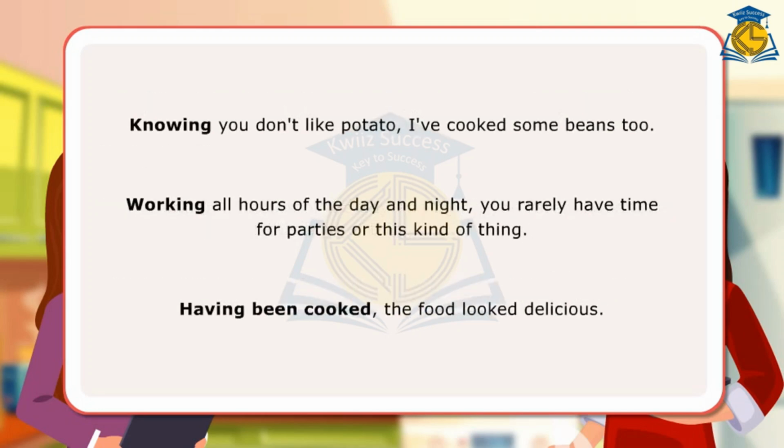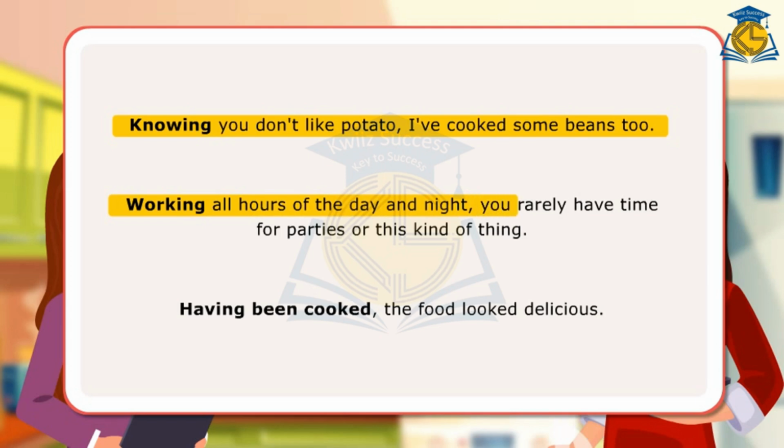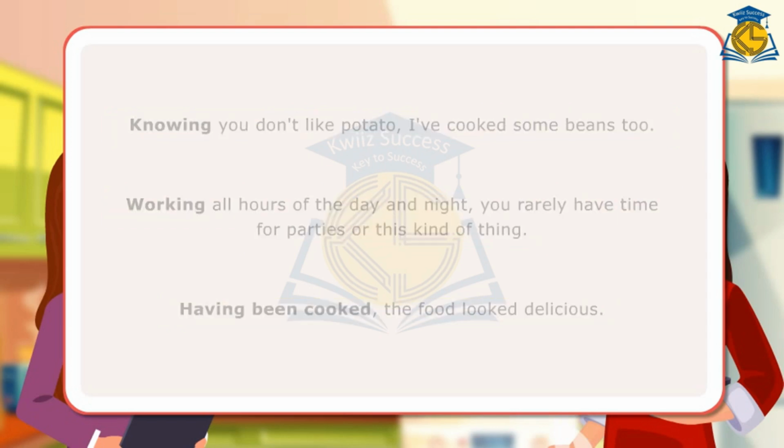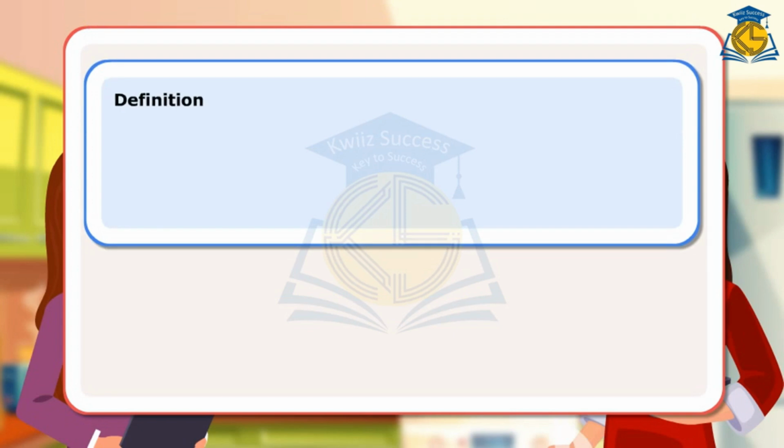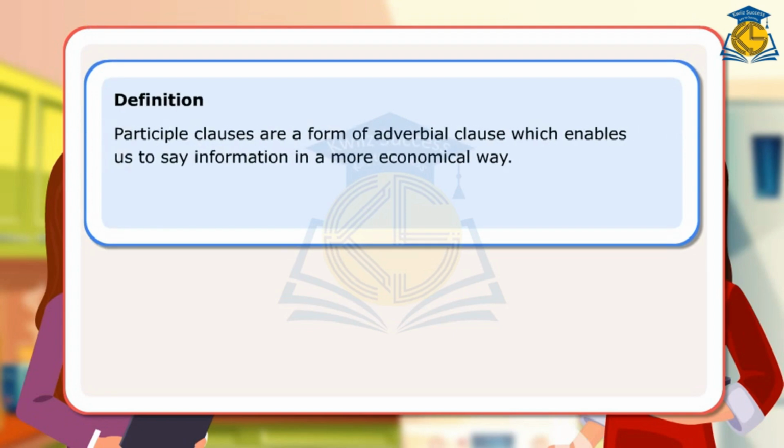Here are the example sentences. Knowing you don't like potato, I have cooked some beans too. Working all hours of the day and night, you rarely have time for parties or this kind of thing. Having been cooked, the food looked delicious. Definition. Participle clauses are a form of adverbial clause which enables us to say information in a more economical way.